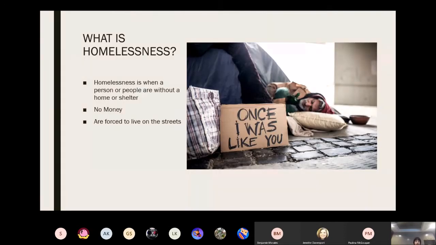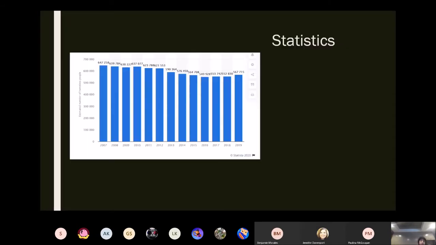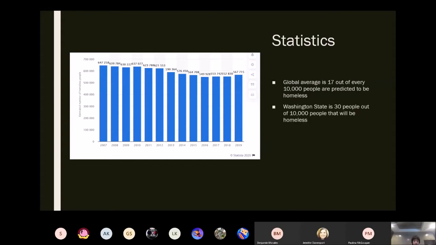So what is homelessness? Homelessness is when a person or people are forced to live without a home or a shelter. They have no money and they're forced to live on the streets. So statistics. The global average for homelessness is that 17 out of every 10,000 people are predicted to be homeless in the world. That's only in the world, though. In Washington, it is 30 people out of every 10,000 that will be homeless, or predicted to be.